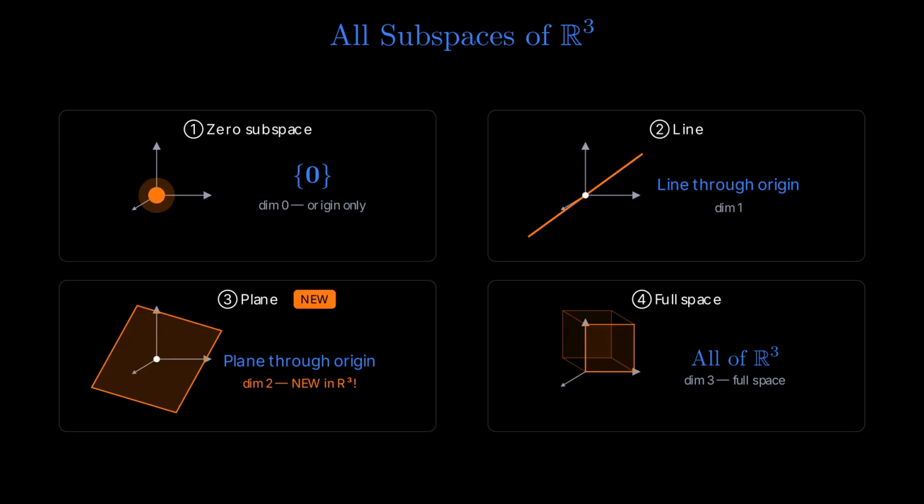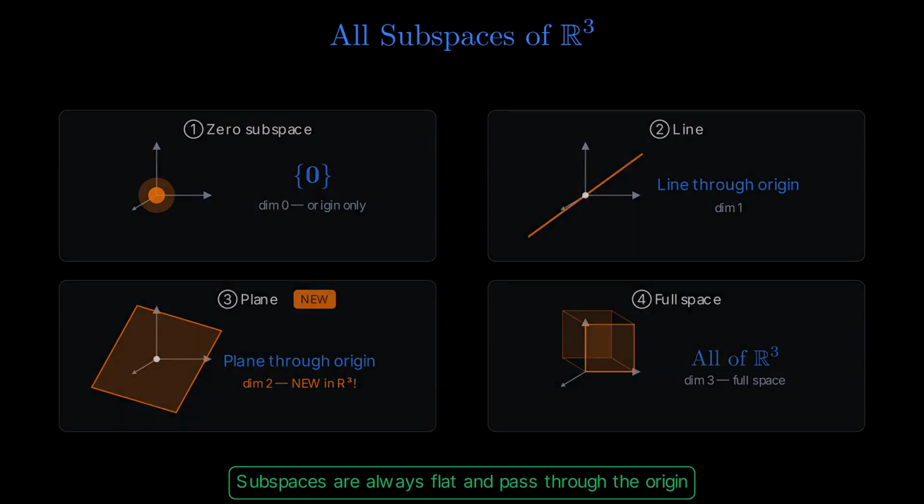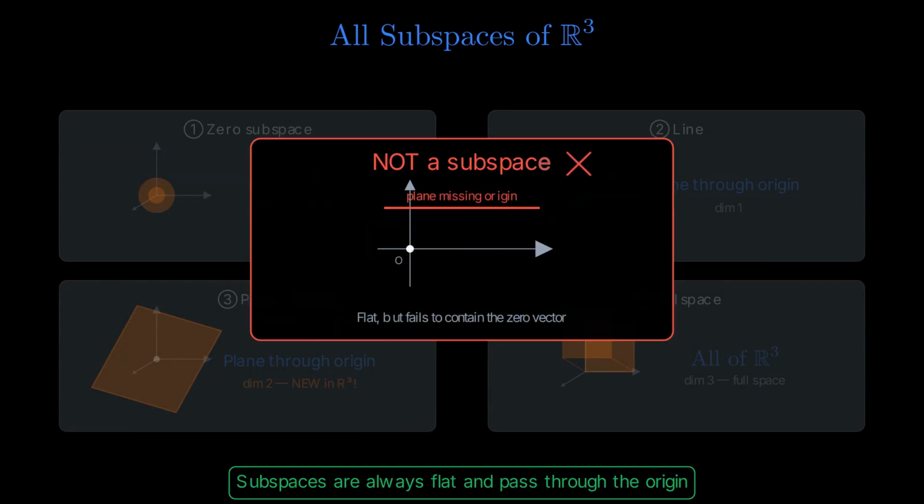No cones, no spheres, no curved surfaces qualify as subspaces. Flatness and passing through the origin, those are the geometric signatures of a subspace. As a counterexample, consider a plane that misses the origin. Even though it's flat, it is not a subspace because it fails to contain the zero vector.